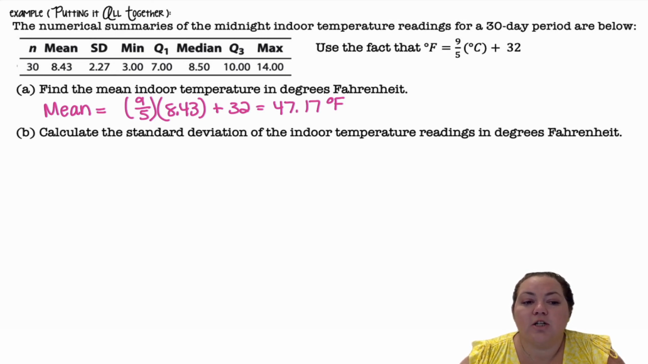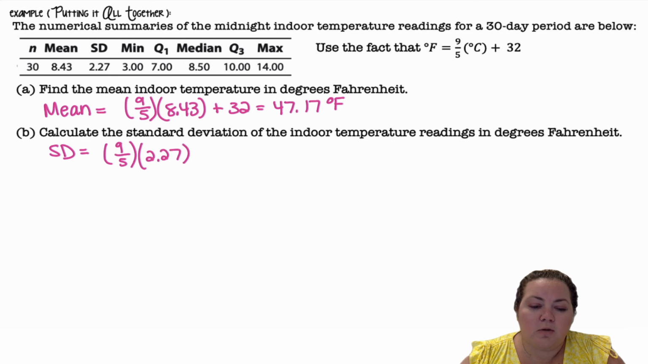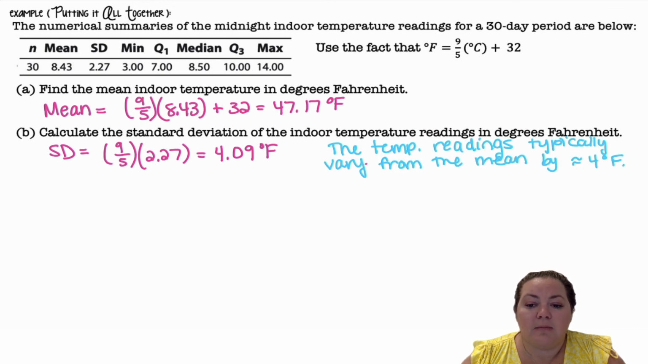Well, the standard deviation, a measure of spread, is only impacted by multiplication and division. So I only need to worry about multiplying it by the 9/5. I don't want to add the 32 because that's just sliding it. It's not spreading it out more. So I get a new standard deviation of 4.09 degrees Fahrenheit. All right, which means the temperature readings typically vary from the mean by approximately 4 degrees Fahrenheit.